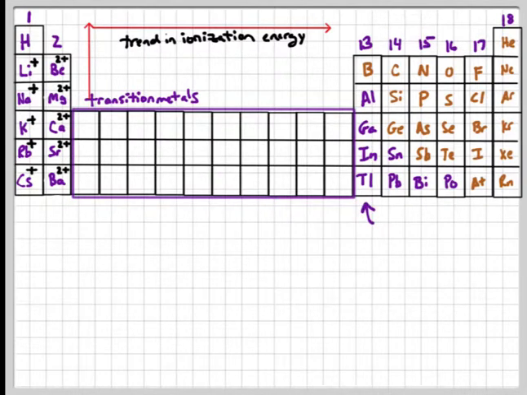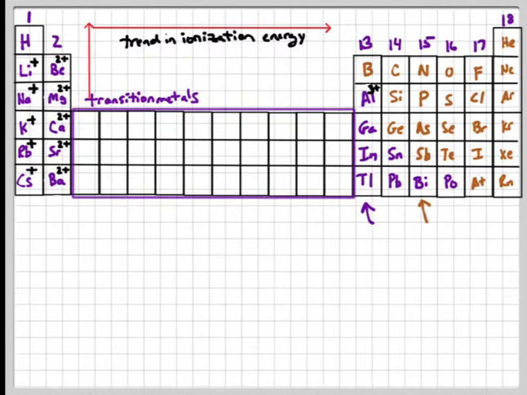Now we're going to skip over to column 13, and we're going to talk specifically about aluminum. Aluminum has 3 valence electrons. It's a metal with a fairly low ionization energy, and therefore it can lose those 3 to form a 3 plus ion. And that is the common oxidation state for aluminum.